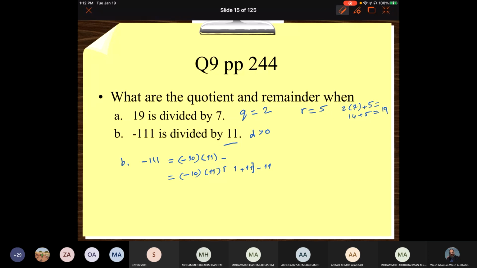Let me erase. Okay, -1. I said +11 minus 11. Right. Now, how can you add these two numbers? -10 multiplied by 11 minus 11. Isn't this the same as -10 multiplied by 11 plus -1 multiplied by 11?